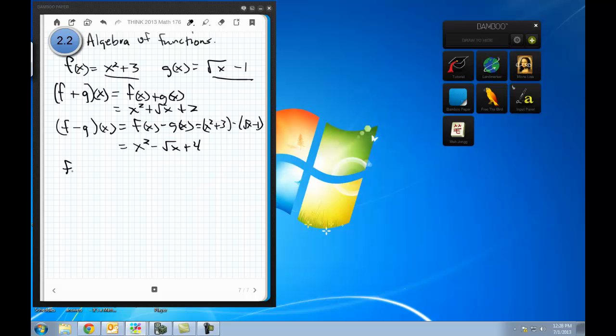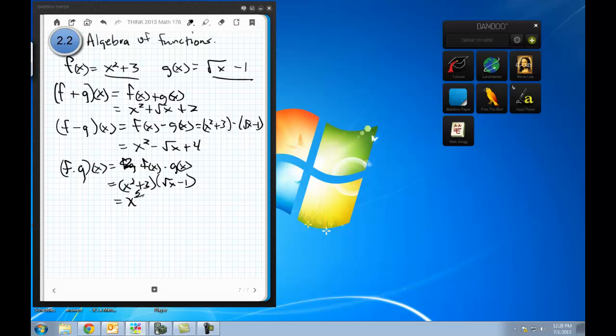All right, same thing. What if I do f times g of x? Well, this is the same thing as f of x times g of x, which is just x squared plus 3 times the square root of x minus 1. Now this time I'm going to multiply it out, because otherwise I'll do stupid things. I clean this thing up. Ooh, x squared times the square root of x. Well, what is that? That's x to the 5 halves, isn't it?